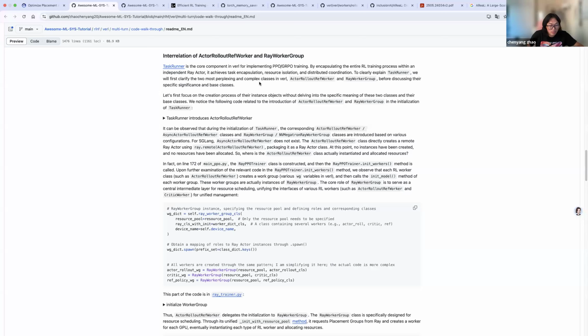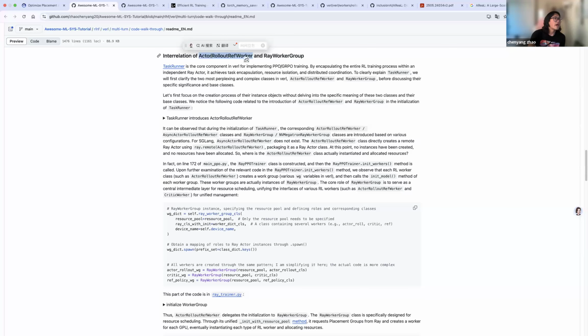The worker is the logical worker of RL, like the actor, the policy, the rollouts, the critic. These are the components from theoretical RL, right? And the worker group is like the resource manager in Ray. The worker group requires resources from the Ray process and controls the resources, and the worker is actually doing the RL job.